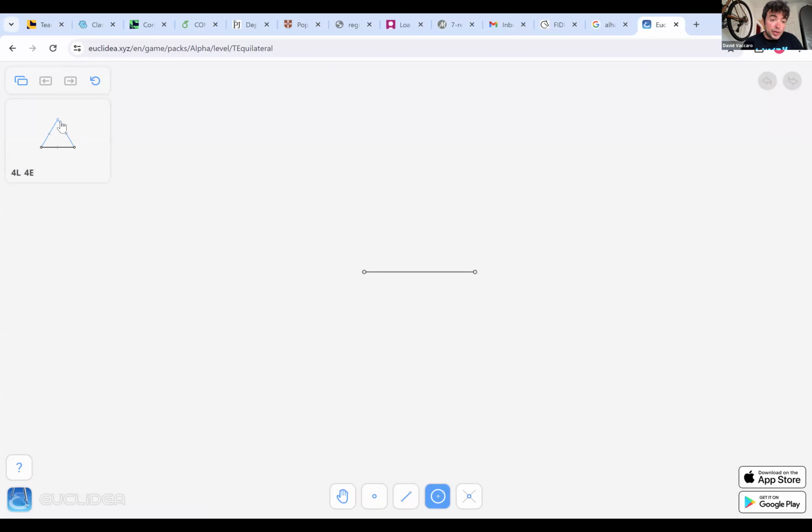So this is the first one, where it says construct an equilateral triangle. The shape in the top left-hand corner is the target shape. Does anyone want to suggest how I can construct an equilateral triangle, having been given this straight line? Anyone feel brave and want to unmute themselves and talk me through what to do?